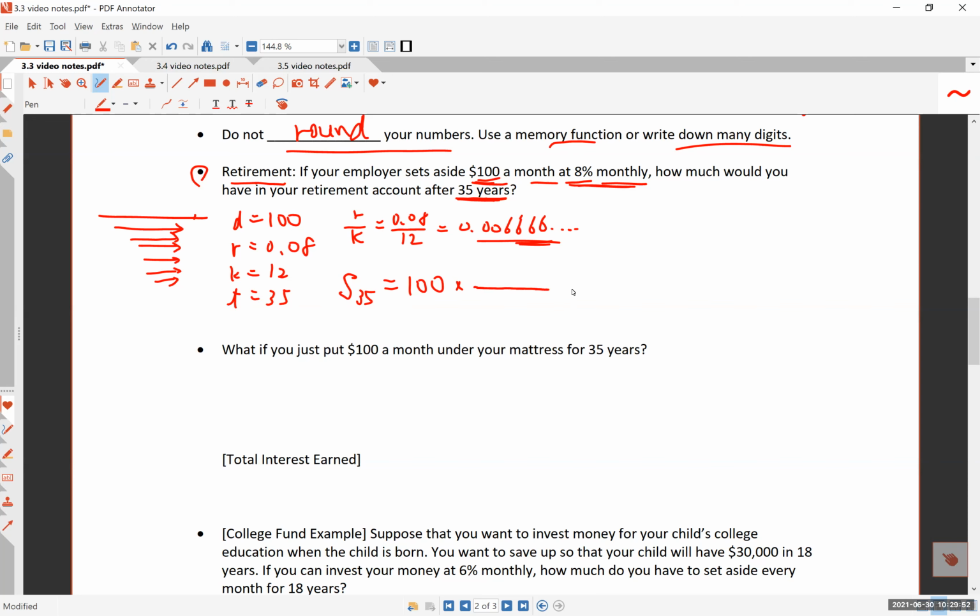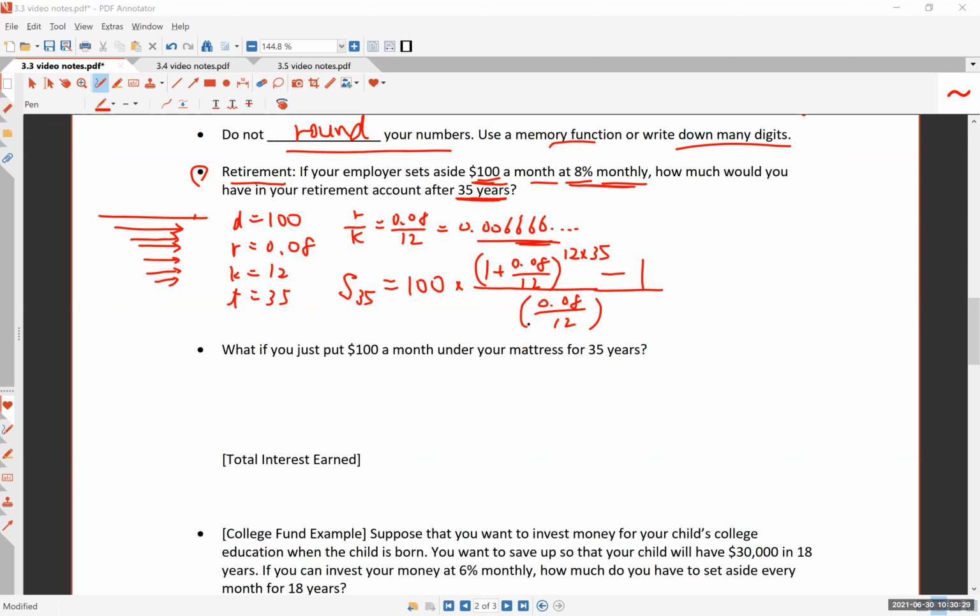and this is the tricky part, it's one big fraction. 1 plus 0.08 divided by 12, raised to the power of 12 times 35, because it's KT. And by the way, you can calculate 12 times 35 first if you'd like, and then subtract 1 from this. That is your numerator. And then you still have to divide this by 0.006666666 again. And after you do this, you are going to get your answer.